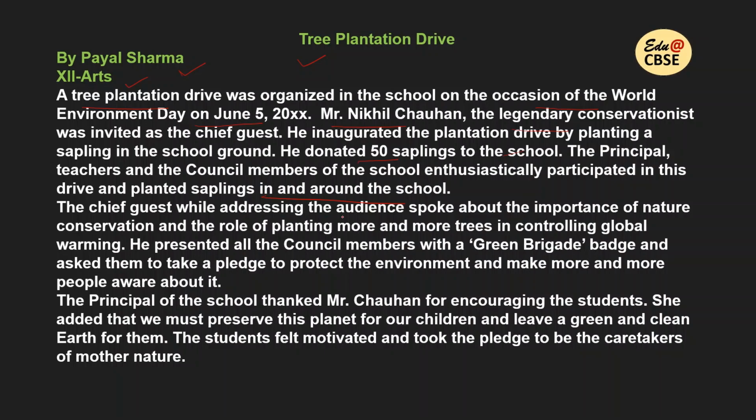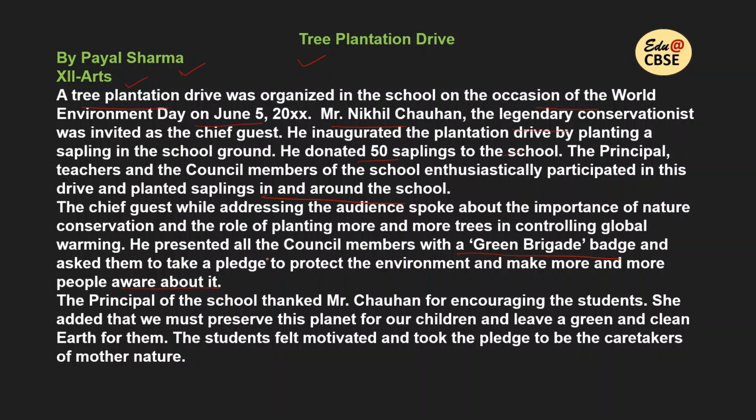The chief guest, while addressing the audience, spoke about the importance of nature conservation and the role of planting more and more trees in controlling global warming. So obviously, the chief guest will address the audience a little, and since it is regarding the environment, he'll talk about that only. He presented all the council members with a green brigade badge. So the chief guest gave the council members who were participating there a green brigade badge, to show that now these children are responsible to take care of the environment. So he formed a green brigade, and asked them to pledge to protect the environment and make more and more people aware about it.